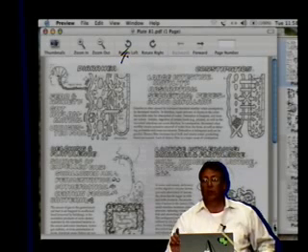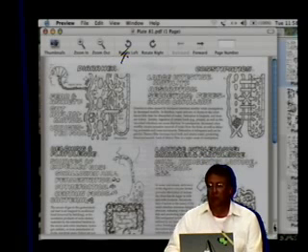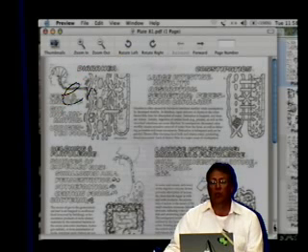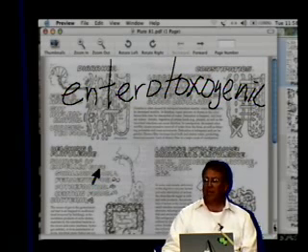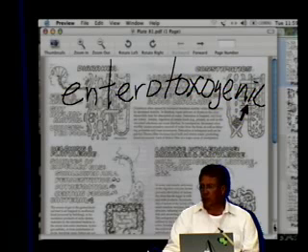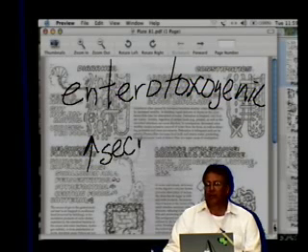The other example that they don't give in here that I would like to introduce is the presence of specific bacteria which produce toxins. These are what are called enterotoxigenic bacteria. These bacteria produce toxins in the gut. These toxins actually will act to increase secretion.